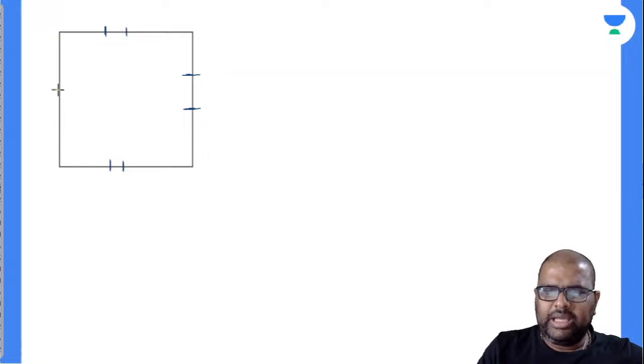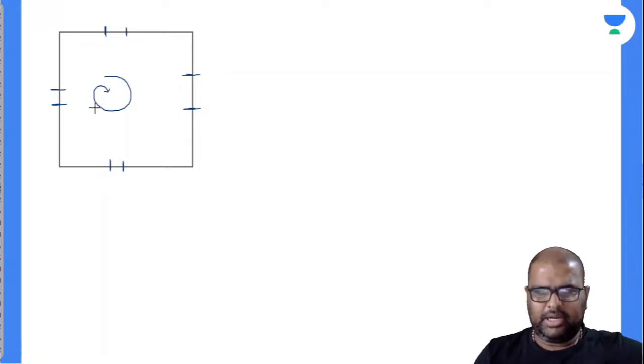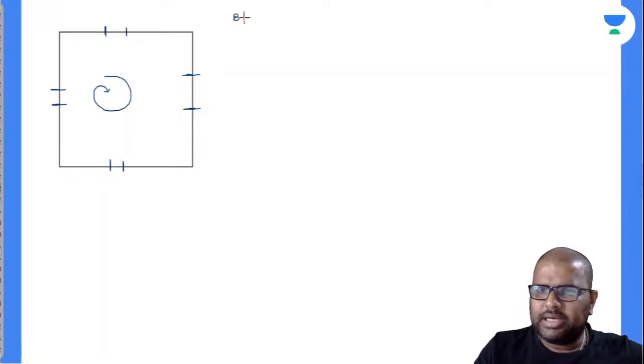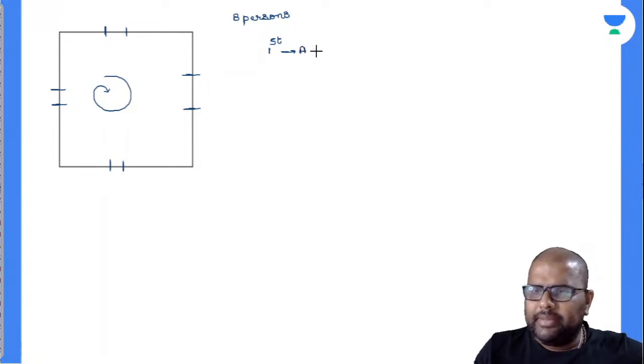Now see, if you keep chairs around an object, then you can consider it as a circular table only. If the chairs are around the object, you can consider it as a circular table only. Now there are 8 persons. Now the first person, let us suppose I'll take as A, can be seated on the square table in how many ways? Can anybody identify this?